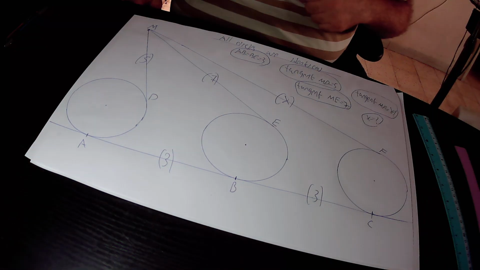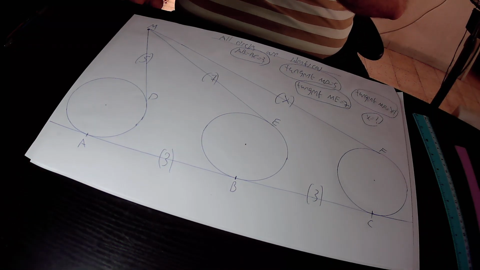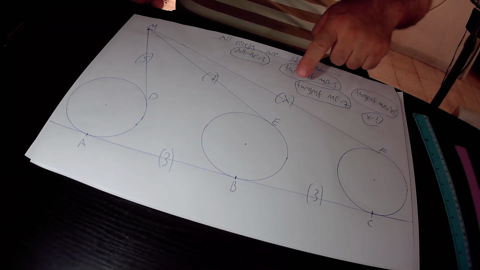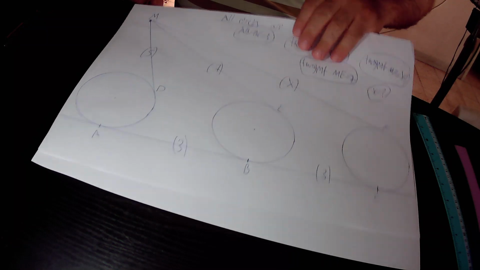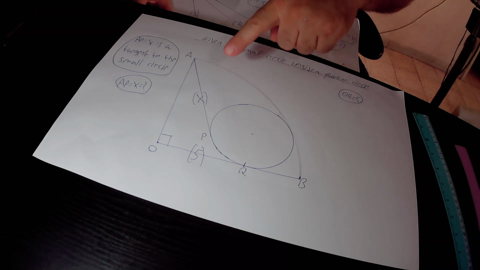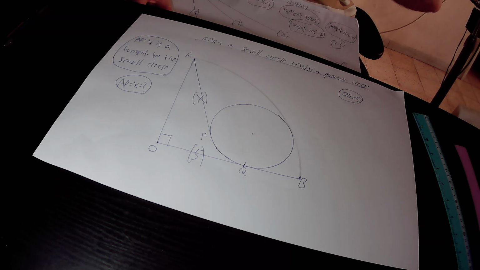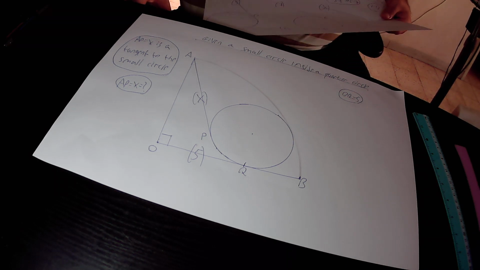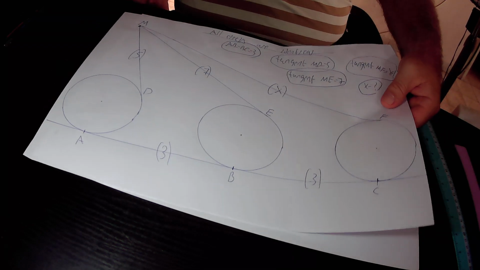Hello, in this lecture we'll answer two questions. In the first question, we find out the length of this tangent MF that equals x. In the second question, we find out the length of this tangent AP that equals x. So we start with the first question.